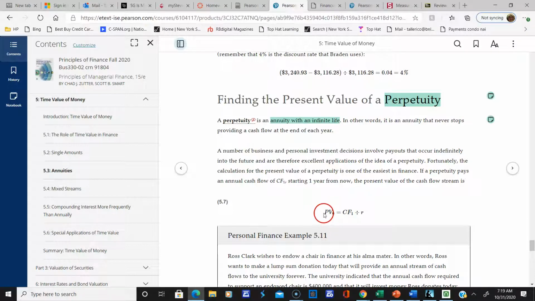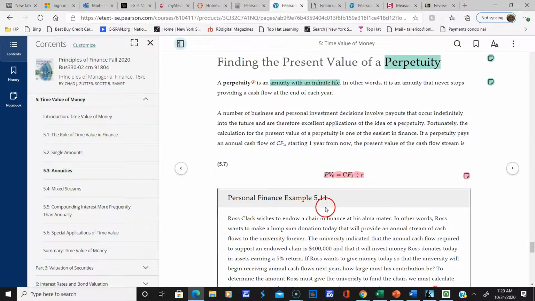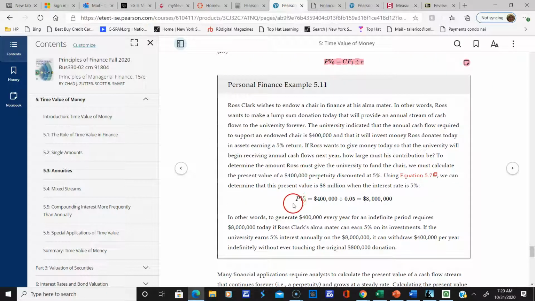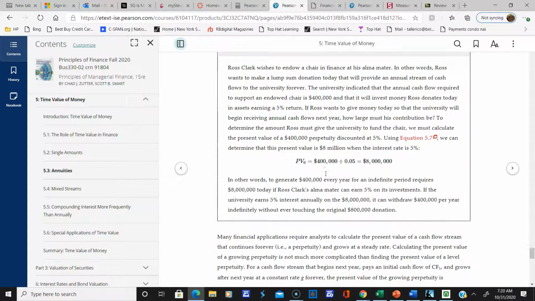Here's the equation. The present value, you take the cash flows and you just divide it by the interest. It doesn't get any simpler than this. Basic division. Okay? And here's the interesting personal finance example of it. And they go through the math, and it's first grade mathematics here. So that's all you have to worry about.